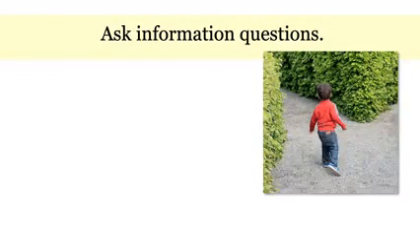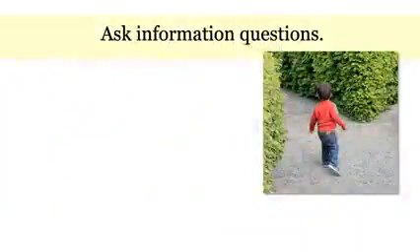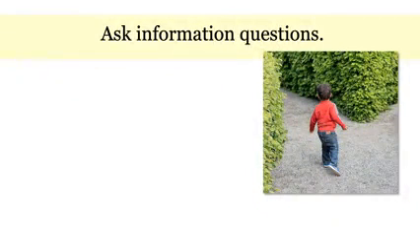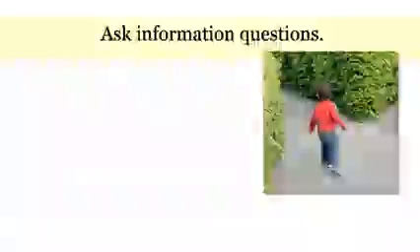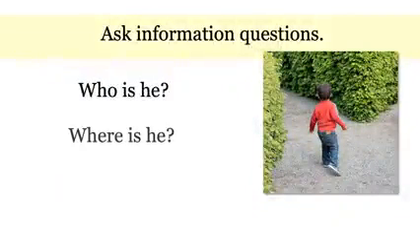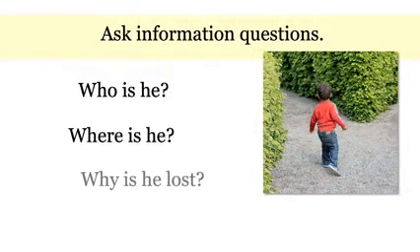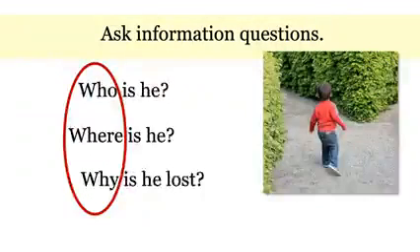Let's say we want more information about this boy. We want to ask information questions. We put a question word before the yes-no question to form an information question. Who is he? Where is he? Why is he lost? Notice all of the question words.